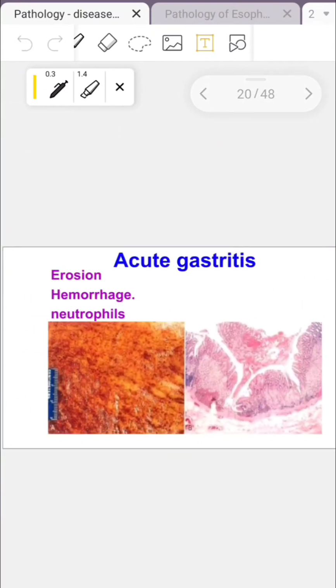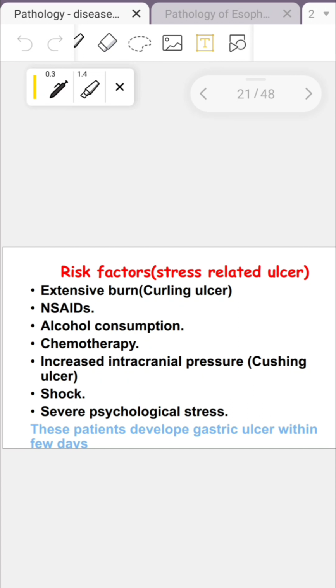You can identify here hyperemia, pinpoint petechial hemorrhages, hyperemia throughout the mucosa, and diffuse vascular congestion. Good. And these are the risk factors of stress ulcer. Why is it called stress ulcer? Because it develops acutely, related to many causes.